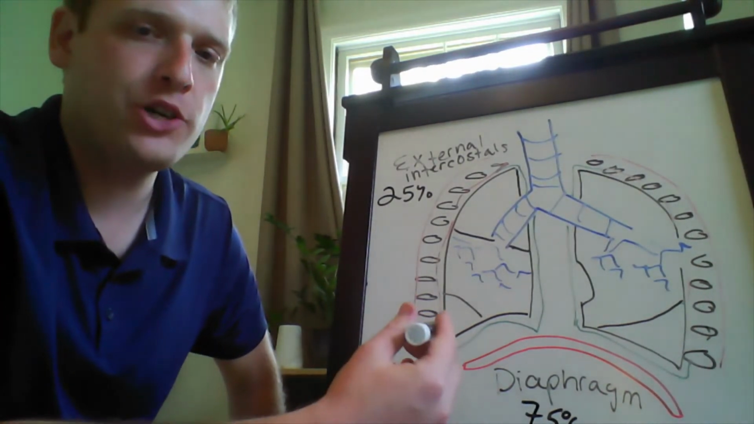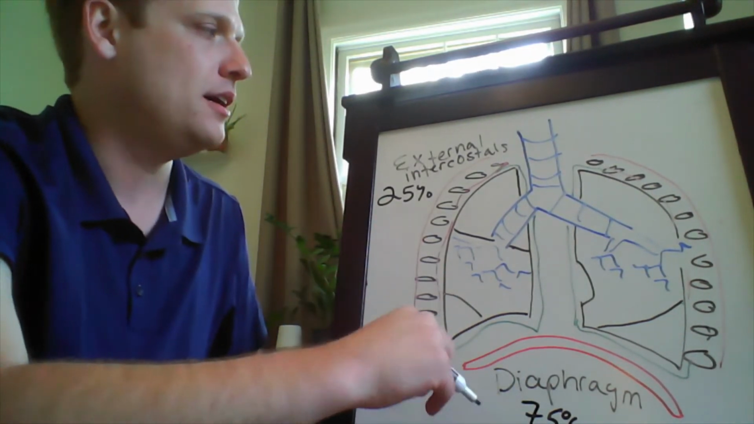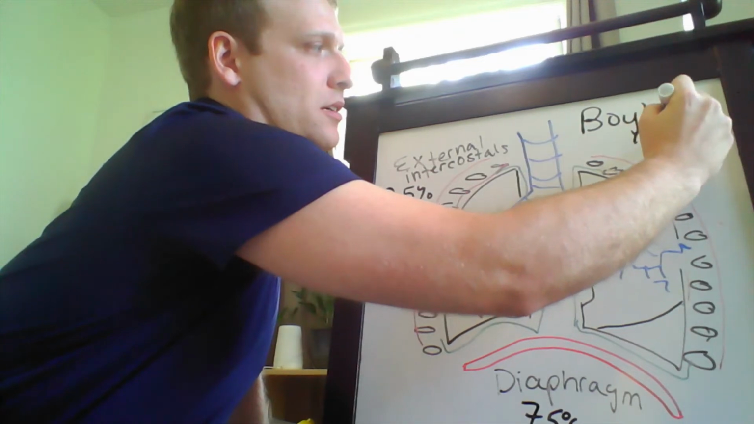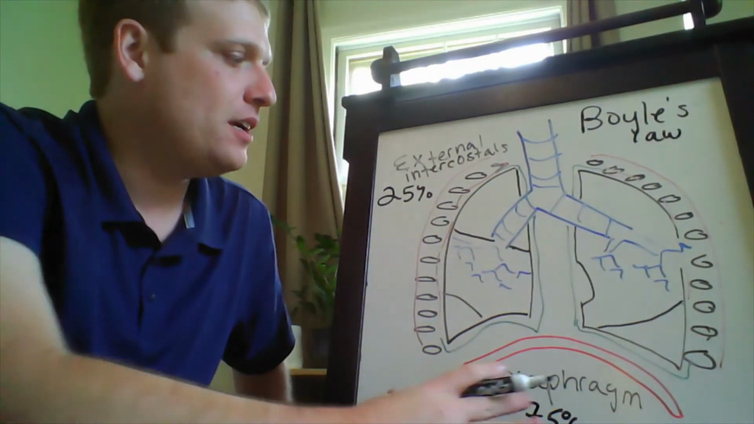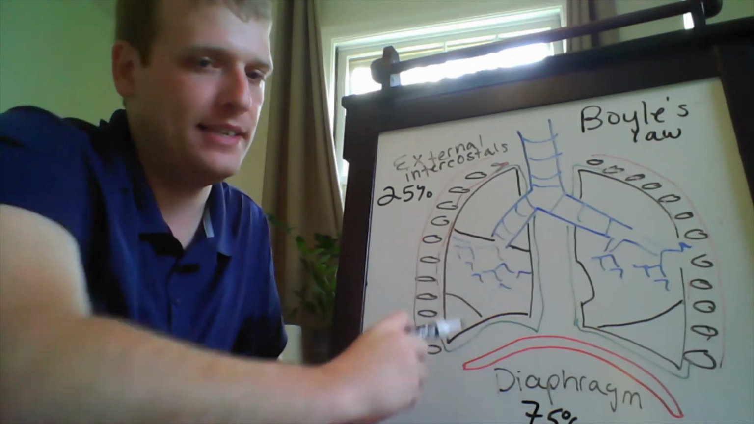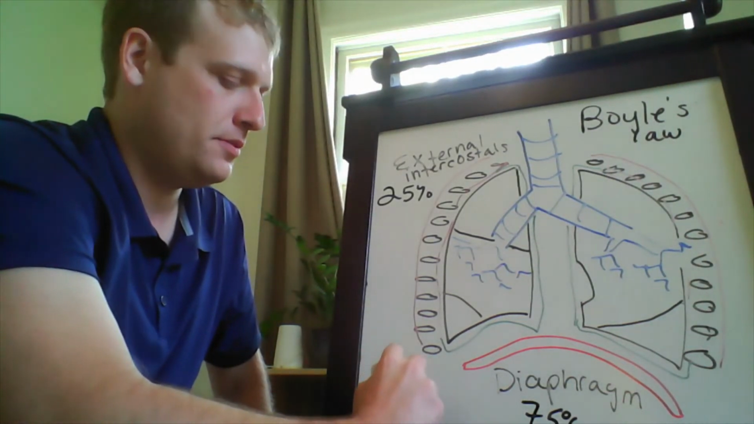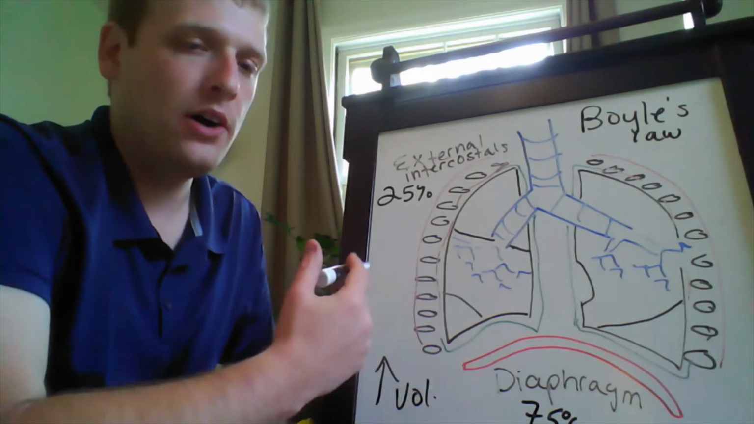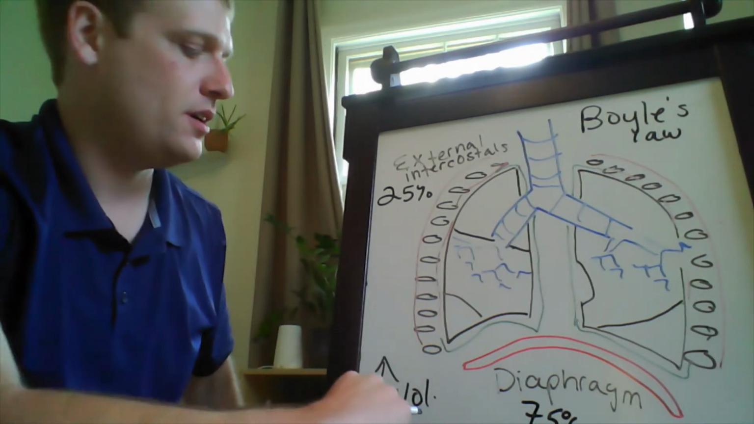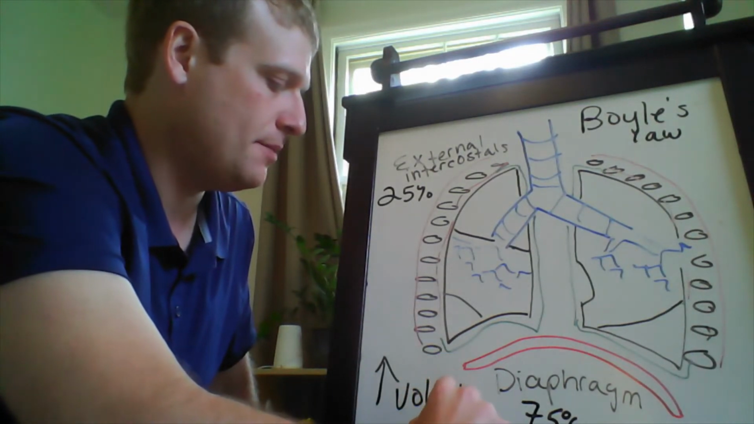Now, one important thing to think about, and what causes air to go in and out of the lungs, is pressure gradients. And there's a couple of important laws. One important one is called Boyle's law. Boyle's law states that if you have a constant amount of gas, so let's say there's some amount of gas that's in the lungs, if you increase the volume while keeping the amount of gas constant, you have the same amount of gas, but now it's in a larger container. What that's going to do is decrease the pressure.